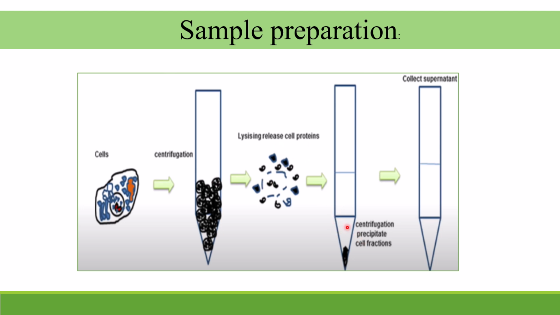What will happen? There will be a pellet and there will be a supernatant. You have to take the supernatant. Collect the supernatant, and that supernatant has a good amount of protein. That's all. That is sample preparation.